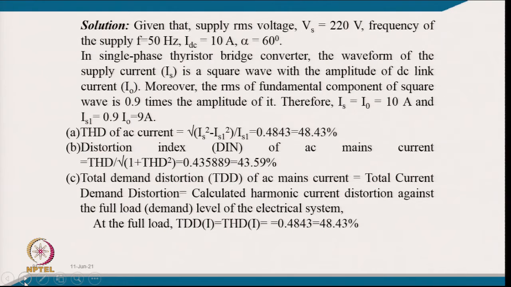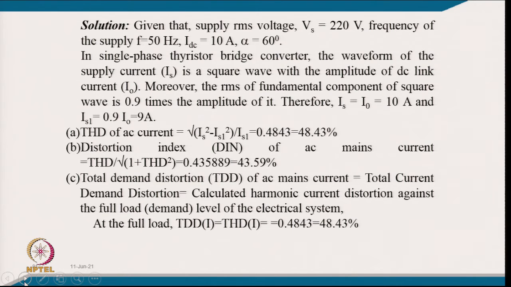So, given that supply voltage Vs equal to 220 volt and frequency of supply 50 hertz, and the DC current IDC, or the load current, is 10 ampere and firing angle is 60 degree. So, in a single phase thyristor bridge converter, the waveform of the supply current is a square wave with the amplitude of the DC link current. Moreover, the RMS of the fundamental of a square wave, we already discussed in the previous problem, is 0.9 times the amplitude of it. Therefore, IS equal to I0 equal to 10 ampere, and IS1, that is the fundamental, equal to 0.9 I0 equal to 9 ampere.